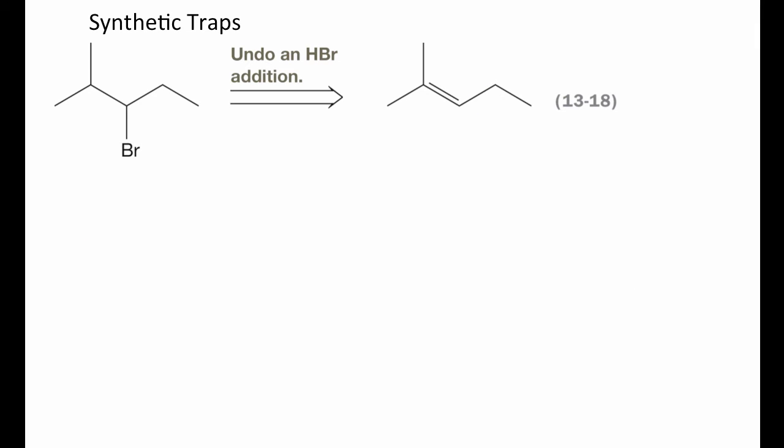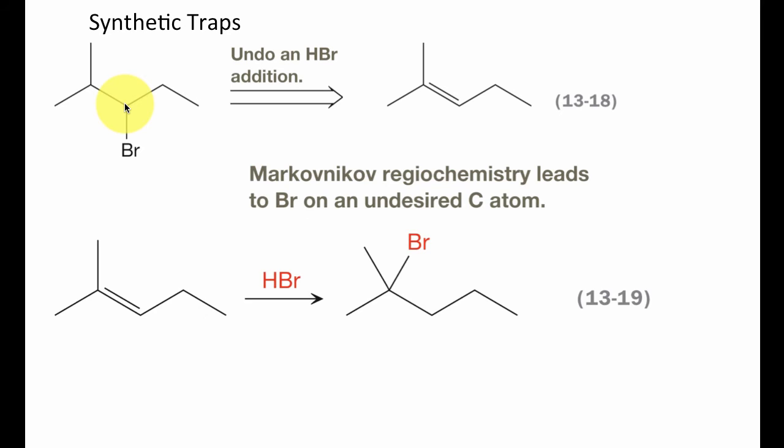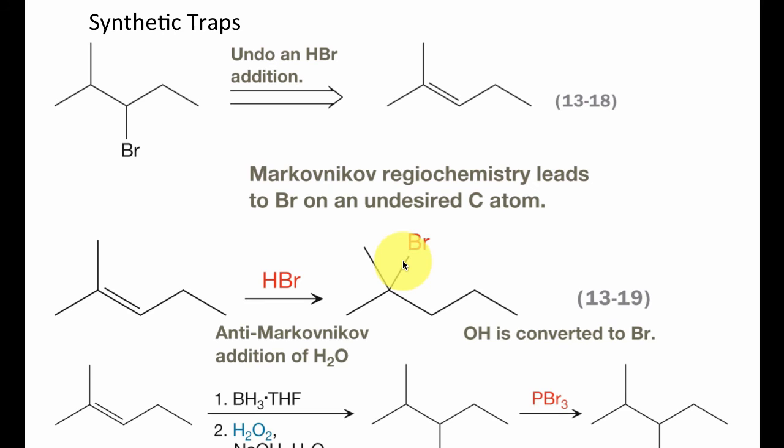Another synthetic trap arises when you try to figure out how to convert from one to the other. For example, here we have a bromide, and we might say, well, we could have made that by an addition across this pi bond. But when you look at how the reaction goes forward, you'll find that the HBr adds in a Markovnikov fashion, and it's going to end up in the wrong place.